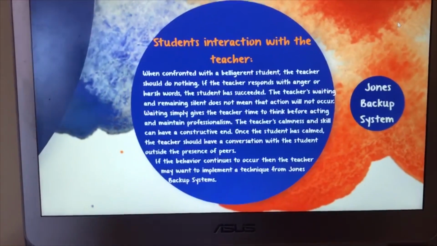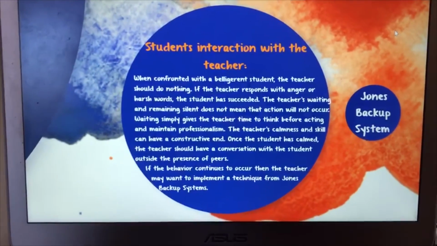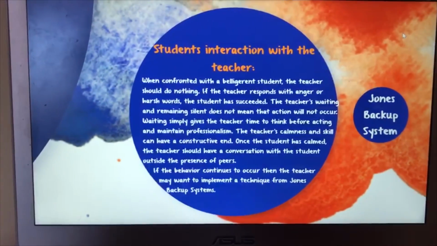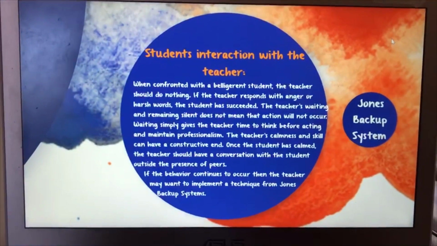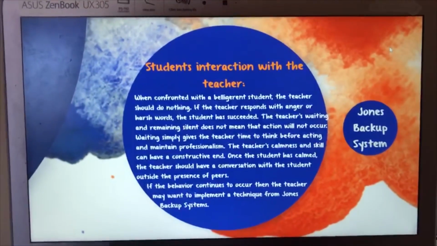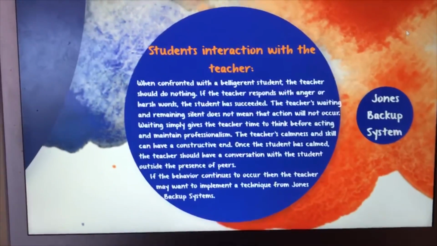I know when I first read that, it was hard for me to believe that when a student is acting that way, it's best to just remain silent or be calm and just kind of ignore the behavior at that moment. But then once I read on and thought about it, it kind of made more sense.